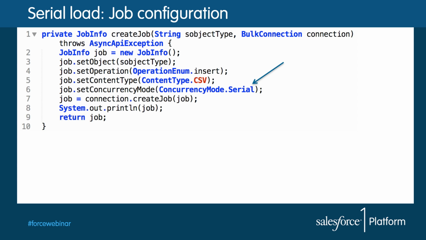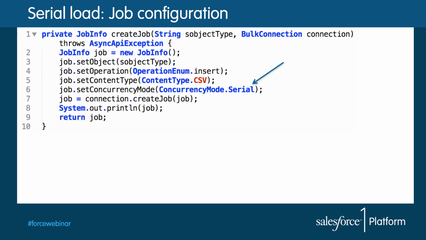This is a little code snippet inside my application that I'm using at the moment, and it's configuring the job for the asynchronous call. Now, we're setting the object up, we have the operation as insert, the content type is a CSV file, and we're setting the concurrency mode to serial. Actually, we're telling the environment not to use all the threads, just do one at a time, and we'll go through that as we load.